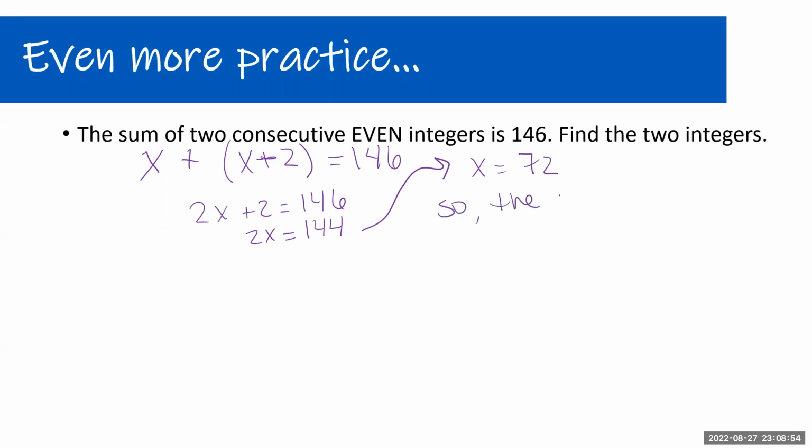So the two numbers are 72 and 74. And again, you can check this. Is 72 plus 74 146? It is indeed. So we're good to go. These are easy to check.